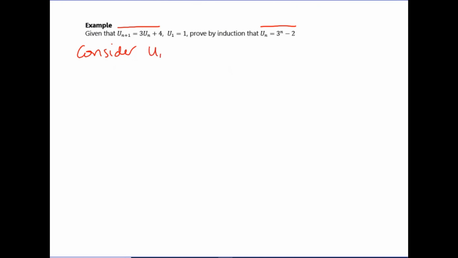Instead, I'm going to consider u1 first. Now, if we consider u1 from the recurrence relation, we're told that u1 is 1. And if we put 1 into our nth term formula, we get that u1 is 1, which is right. But all you've done here is show that the first term is correct. You haven't shown anything about the recurrence relation. So one of the things for a recurrence relation proof is that you must also consider u2. So you've got to start by considering 2 values.